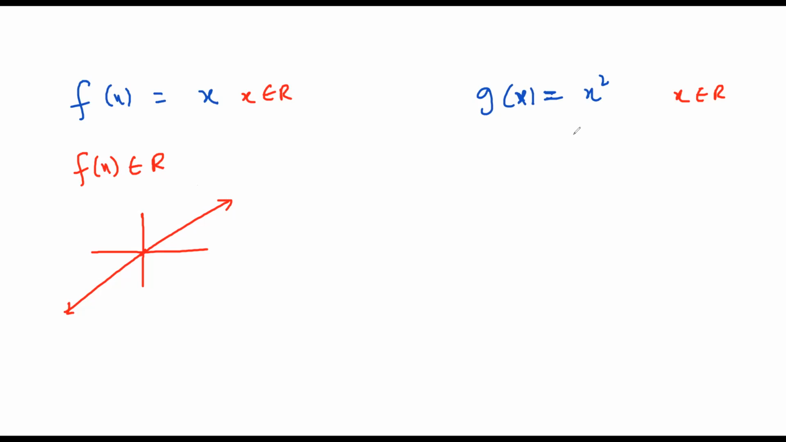Okay, but look at this. Can I say, oh yes, no problem, g of x is going to be all real numbers? Can I say that? No. Why not? Because the range is greater than or equal to 0.